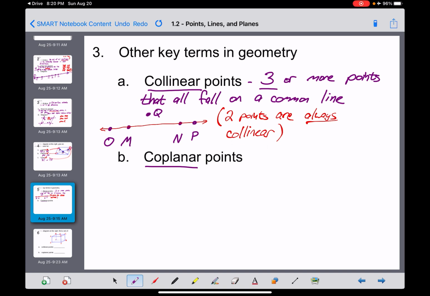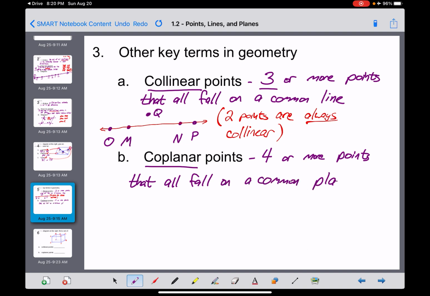Collinear means all on the same line, so coplanar means all on the same plane. So what we're going to say for coplanar now, and I'm going to throw a number at you again right here, is 4 or more points that all lie on a common plane, and not a line.